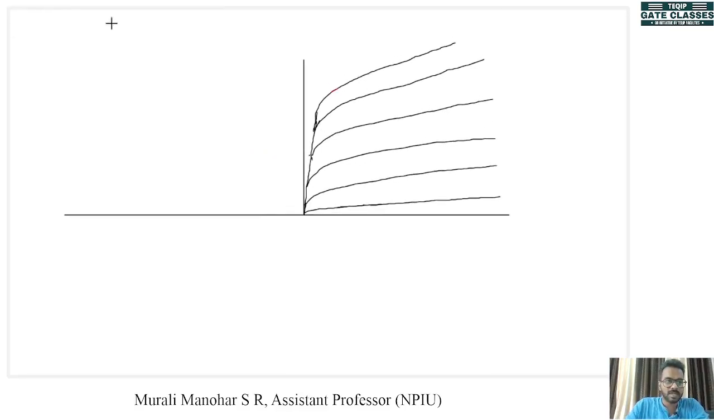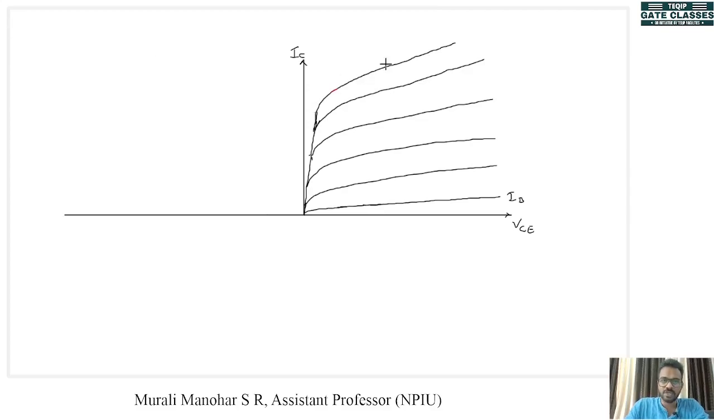We know that this is the characteristics of a BJT, the output characteristics. This is IC and this is VCE. So this is for constant IB. But we also know that the relation between IB and IC is a linear one. Then why is it increasing? If IB is a constant, IC should remain a constant. But if IC is increasing, the reason is the early effect, or base width modulation.